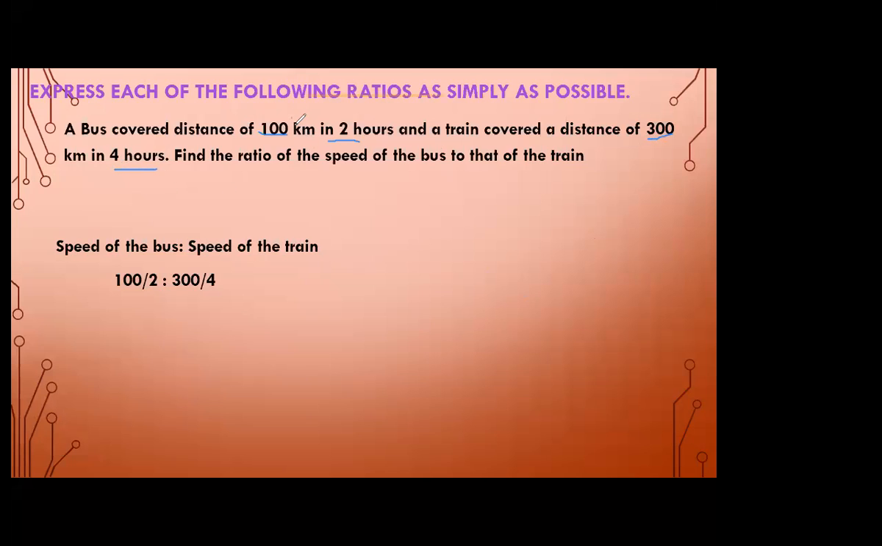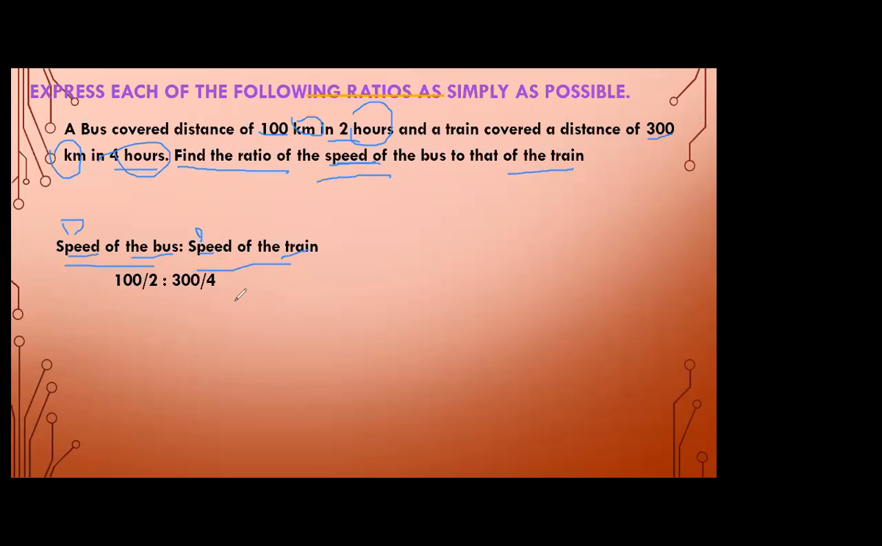Again, we have to check the units. Units are same, kilometer per hour. That means we can directly compare them. What do we have to compare? We have to compare the speed. So I have written speed of the bus to the speed of the train. We are not going to write the distance of the bus to the distance of the train, because the question is to find the ratio between the speed of the bus to that of the train.